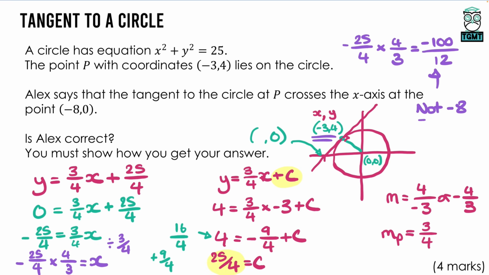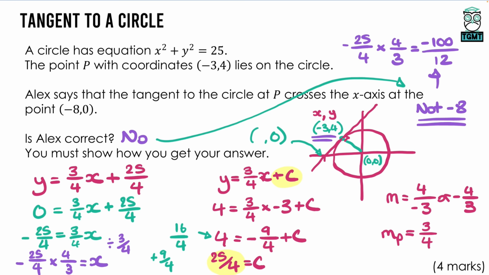negative 8. So I would have to say here, is Alex correct? I would have to say no. And I would back it up with my working. Now, I don't want to make this too messy because there's writing everywhere, but obviously back it up with this working out over here. No, negative 100 divided by 12 is not negative 8. Of course, if you'd have taken the other approach here, substituting negative 8 into the equation, so 3/4 multiplied by negative 8 and then add 25 over 4, seeing if that equals 0, that would be your other way of solving it as well. But the answer is no, Alex is not correct, so we need to make that statement and it's backed up with all the working.